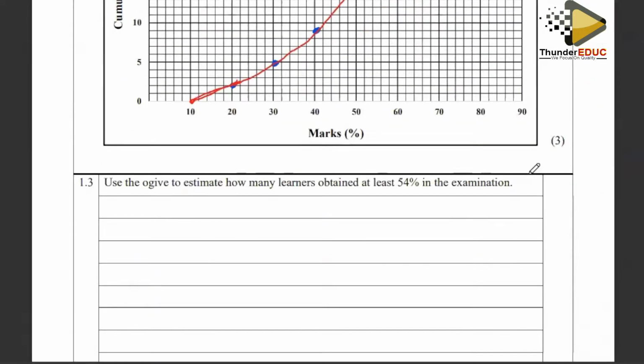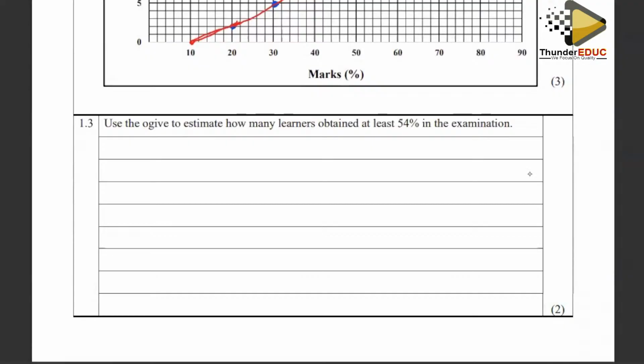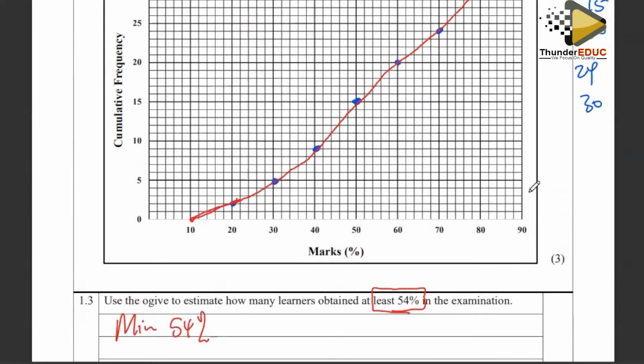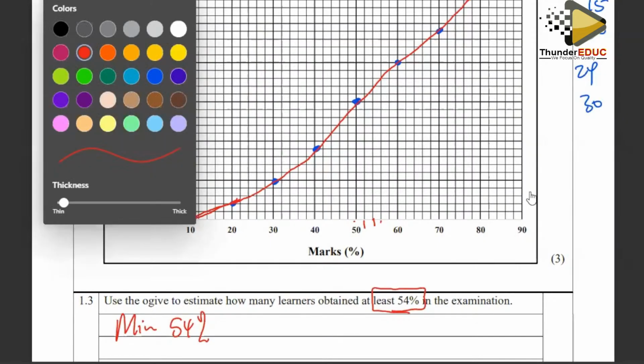Then 1.3, use the ogive to estimate how many learners obtain at least 54%. So the word at least, it simply means the minimum is a 54%. So we can have even more than 54%. So let's go to the marks, okay? So with the marks, we have 50. This is 52, this is 54, 56, 58, and then 60. So we're gonna follow this line of 54 up until it meets the graph. Let's use which color?